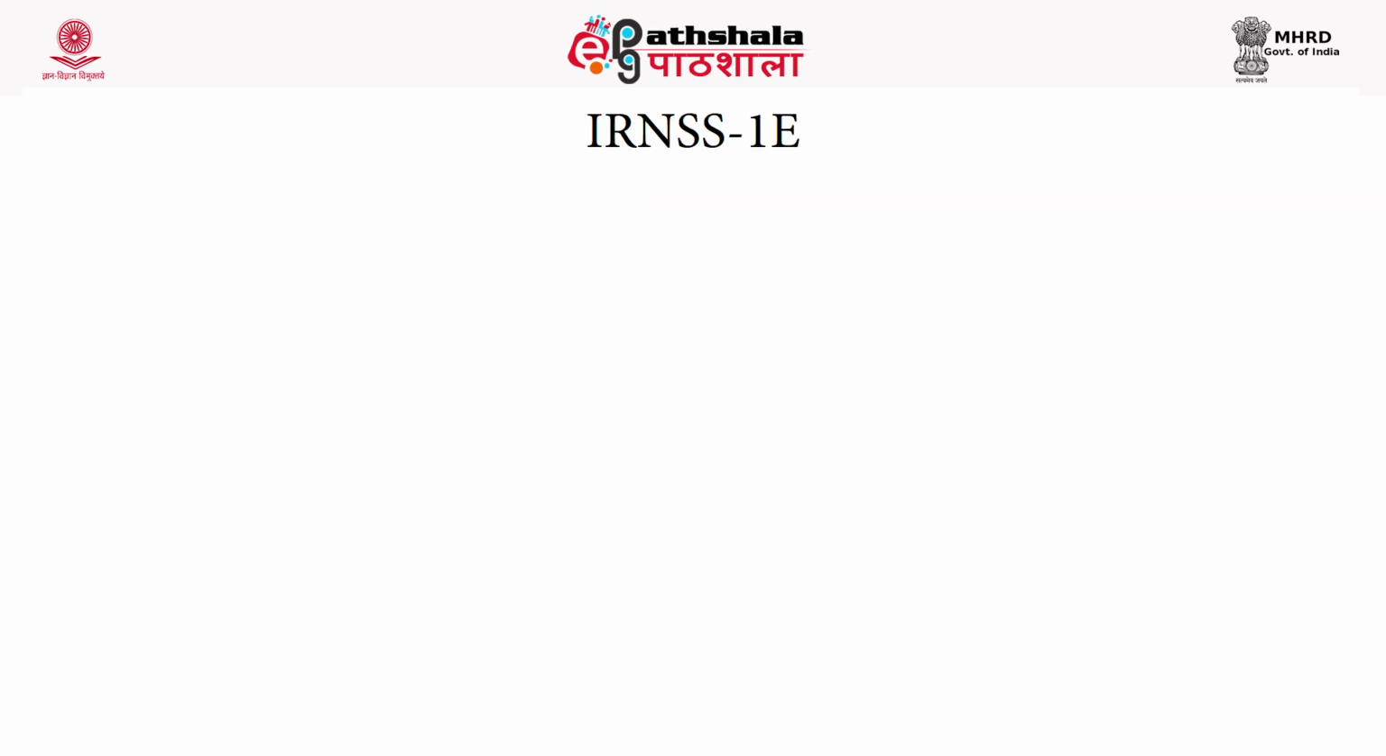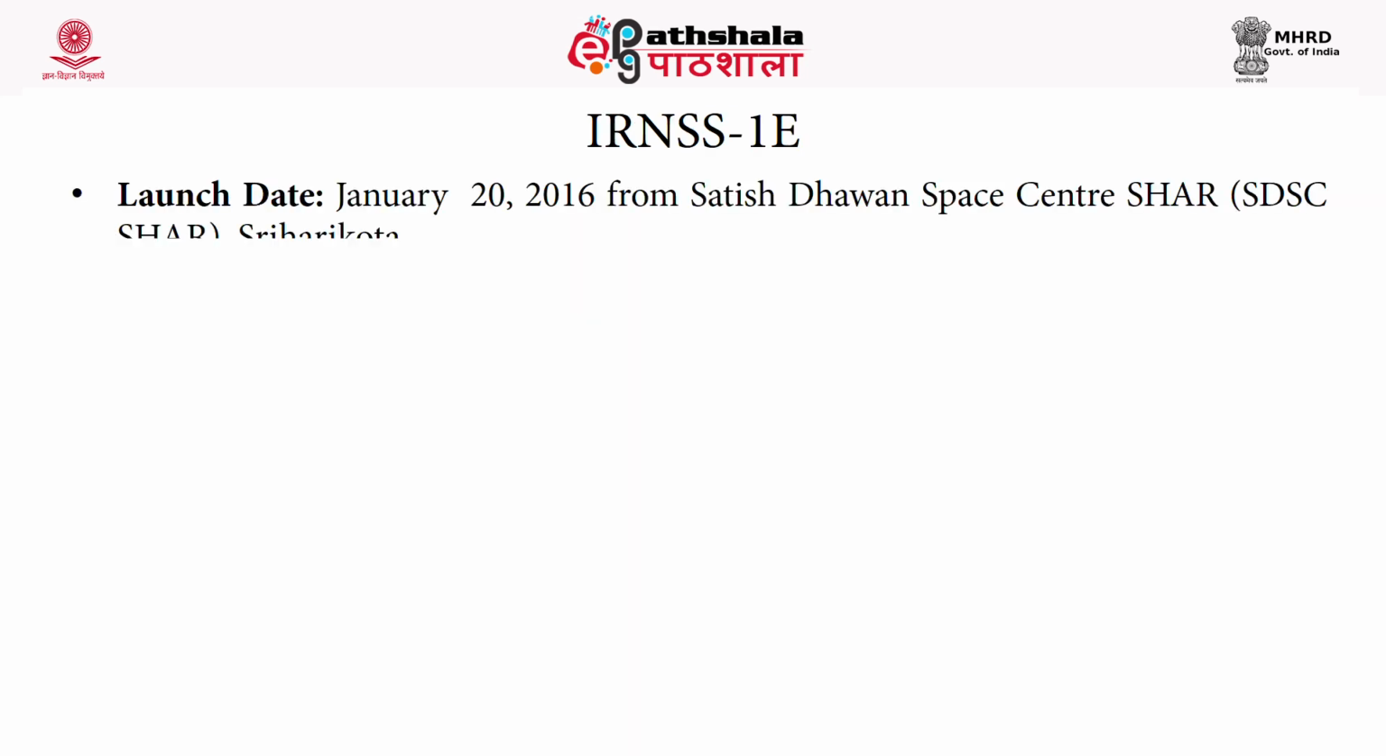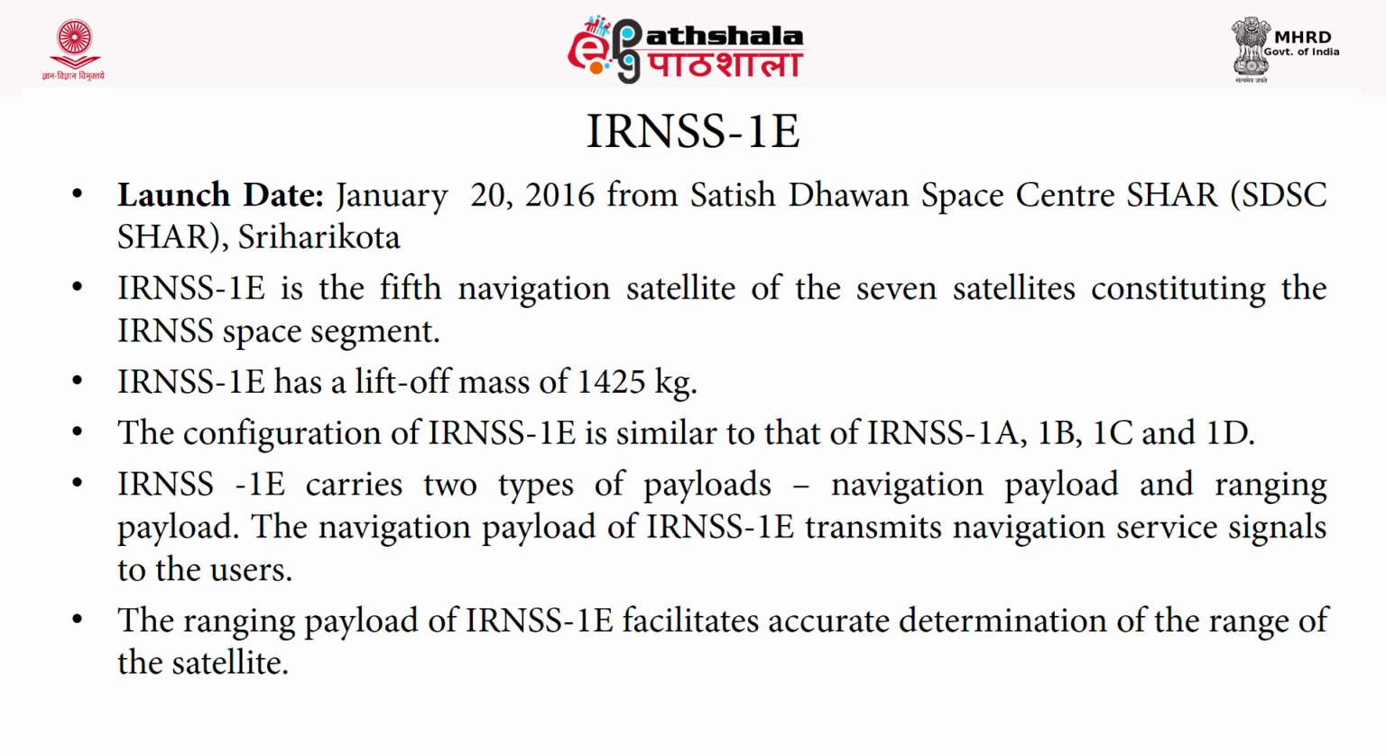The fifth one is IRNSS-1E that was launched on January 20, 2016 from the same Satish Dhawan Space Center. It also has similar configuration and liftoff mass like its predecessors and carries two types of payloads. The navigation payload, which transmits the navigation service signals to the users, and the ranging payload, which facilitates accurate determination of the range of satellites.